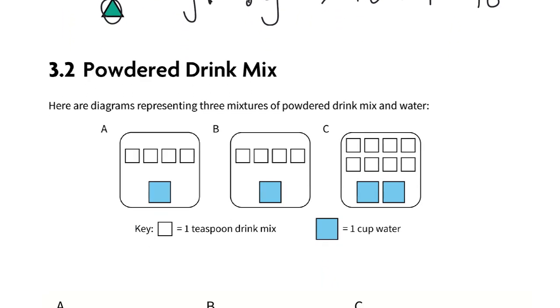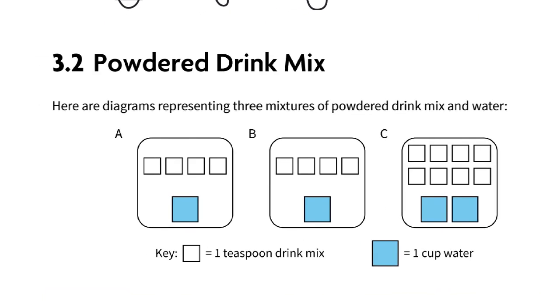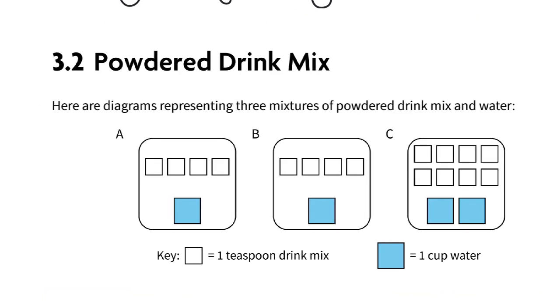All right, so moving down, that was a nice little warm-up. We're going to be talking about a powdered drink mix. And it says, we've got these 3 different mixtures, right? So we're seeing that the white is drink mix and the blue is water. So A is a ratio of 4 to 1. We see that B is also a ratio of 4 to 1. So these are identical mixtures, aren't they? So they would both taste the same because they're the same mixture.